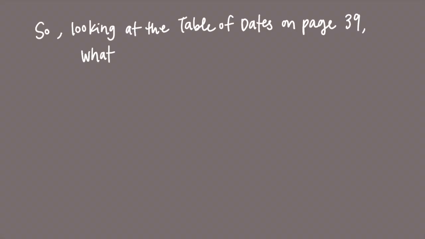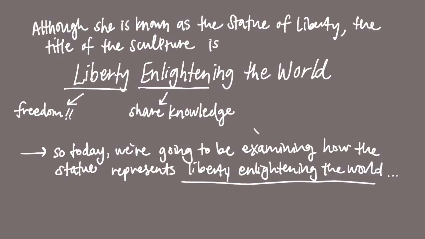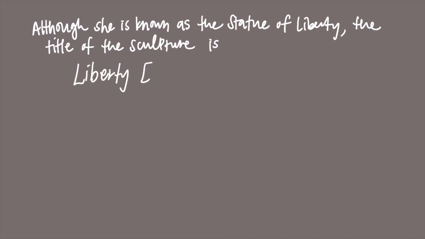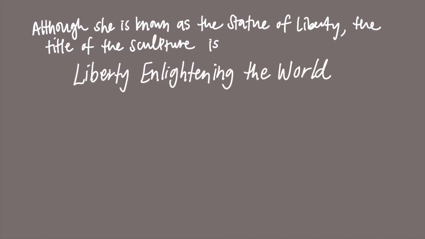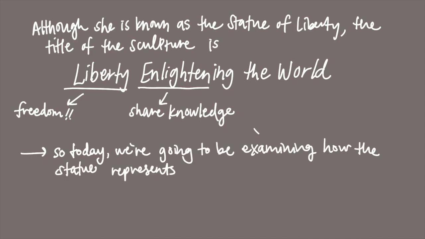So now looking specifically at the table of dates on page 39, what happened in 1886? To answer the question, the Statue of Liberty was unveiled in 1886. Although she is known as the Statue of Liberty, the title of the actual sculpture is Liberty Enlightening the World. So we're going to break that down. Enlightening means to share knowledge, and liberty means freedom. So what we're going to do today is examine how the statue represents liberty enlightening the world.